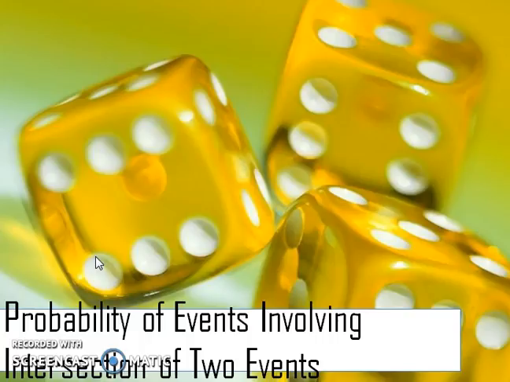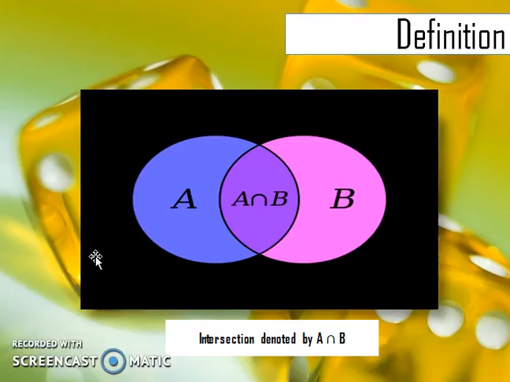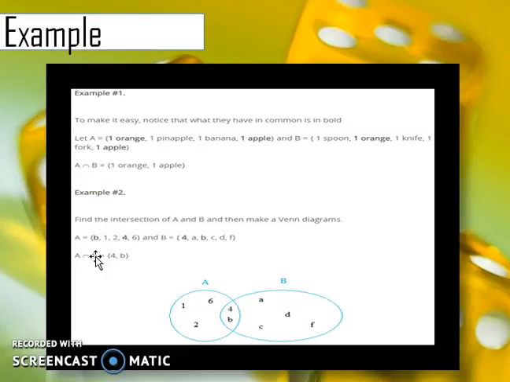Now, we go to the probability of events involving intersection of two events. Here is the Venn diagram representing the intersection of two events. This is an example of the intersection of the two events. To make it easy, notice that what they have in common is in bold.